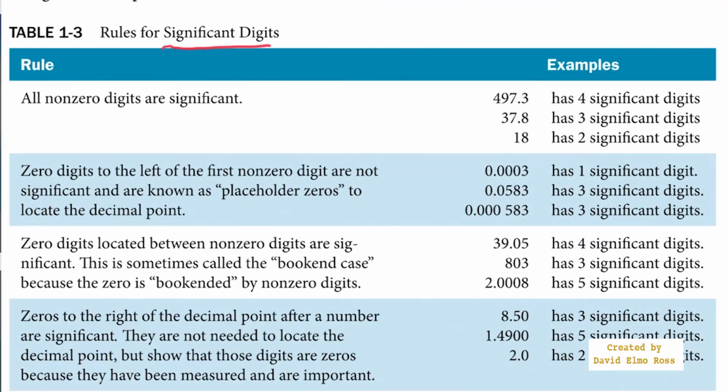Significant digits really tell us how much accuracy a value has. Now if we take a look here, we've got 497.3. Each one of these digits is non-zero, so each one has significance. That's why we have 4 significant digits. In this case, 37.8 has 3 significant digits because we have 3 significant digits written down. In this one, leading zeros are not significant, so we only have really 1 significant digit of accuracy.